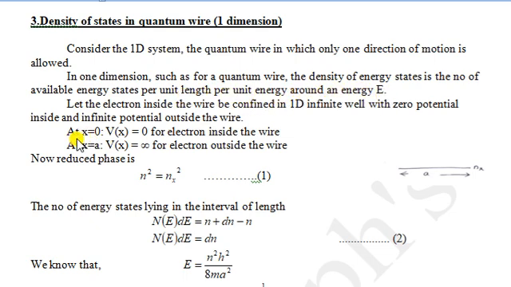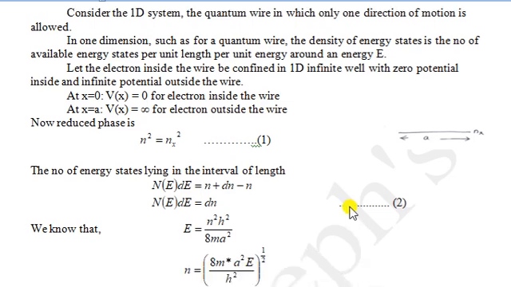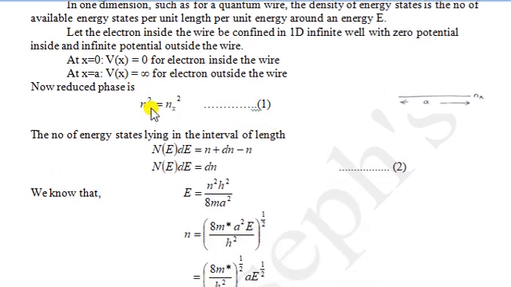We already know this limitation: at x equal to 0, the potential energy is 0 for the electron inside the wire, and outside the wire it is infinity. At the end of A also, the potential energy is infinity outside the wire. We all know the conditions from unit 1. So we can write the radius n squared is equal to nx squared. Therefore, the number of energy states lying in the interval of length, outer length minus inner length, n plus dn minus n, we get dn. The difference in length is dn.